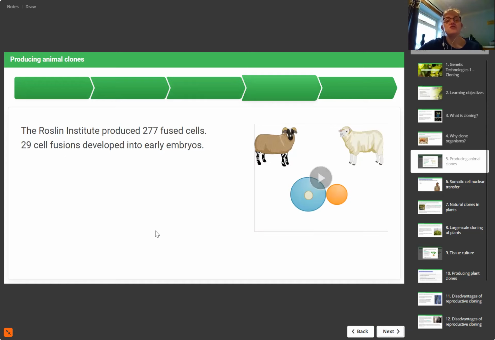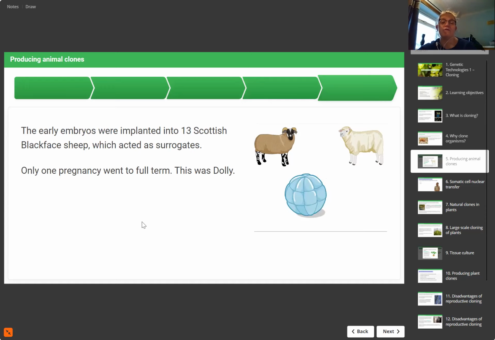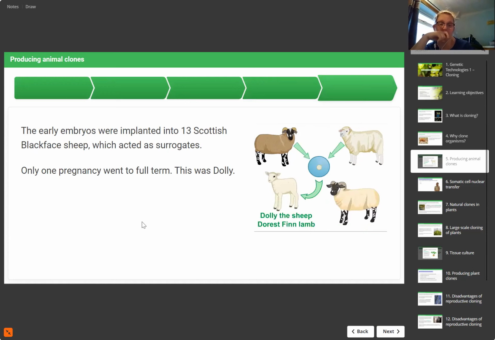They produced 277 fused cells, and of these fused cells, 29 cell fusions actually developed into early embryos. Then they took these early embryos and implanted them into 13 Scottish Blackface sheep, which acted as surrogates in this situation. Only one pregnancy went to full term, and this was Dolly the sheep.